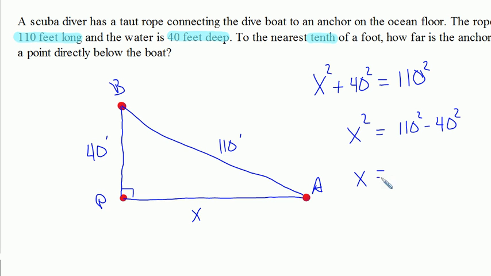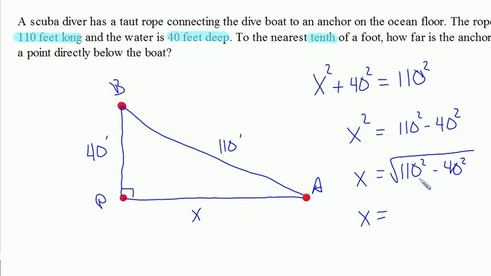x would equal the square root of, because we got to get the square off of the x, 110 squared minus 40 squared. Let's clean that up a little bit. 110 squared minus 40 squared. So I picked up a calculator and I put this in. I didn't take time to put these in a calculator separately. I just said I've got to pick up a calculator anyway. I'll just put it in all at once.